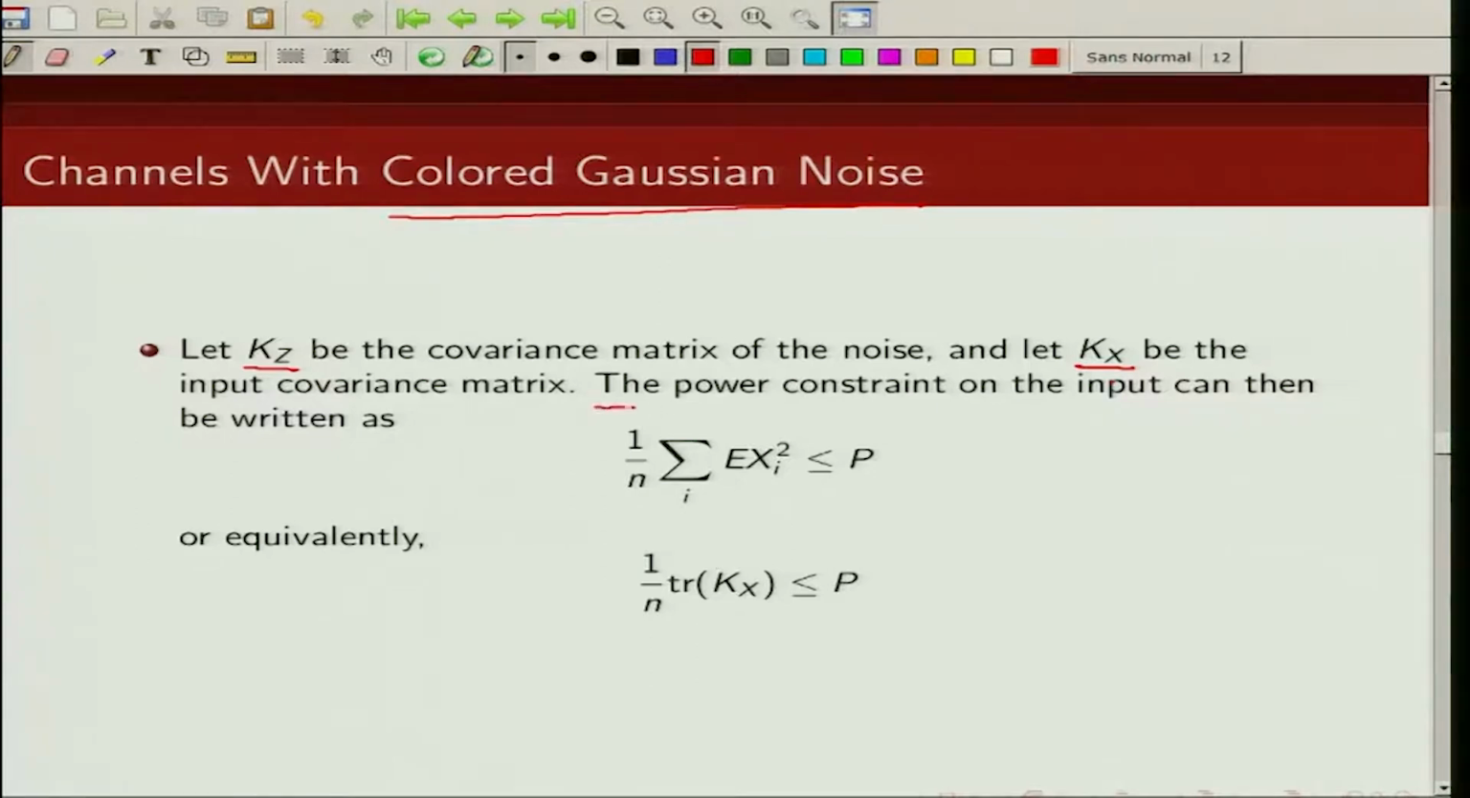Now we can write the power constraint on the input like this, which can be equivalently written in terms of the trace of the input covariance matrix K_X. So this can be written as 1 by n times the trace of the input covariance matrix, that is less than or equal to P.